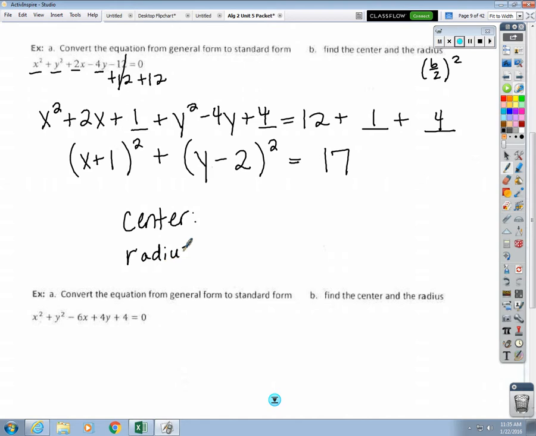What is the center? Negative 1 and 2. Negative 1, positive 2. Because think about it, the formula is x minus h. So if you end up with a plus, that means it was a negative 1 that turned that minus into a positive. Okay? Now what's the radius? Square root of 17, or you could go ahead and simplify that to a decimal. 4 point what? 1, 2? Okay, y'all go ahead and try the next one.